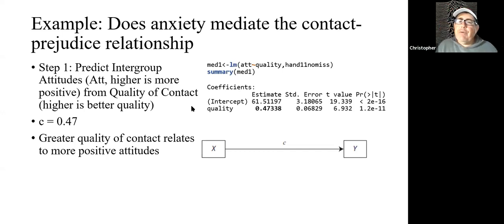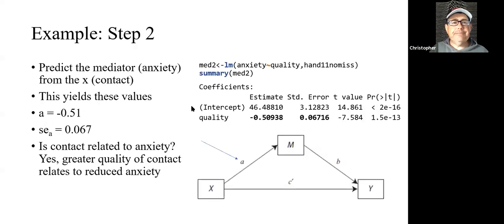What does this tell us? Well, it's a significant effect. So it tells us that we've met the first criteria that we have to: contact and attitudes have to be related to each other. So there is an effect to be mediated. And it also tells us, since it's a positive coefficient, that greater quality of contact relates to more positive attitudes. That's not a surprise. That's well known throughout the contact literature. We're interested in whether there are effects that mediate that.